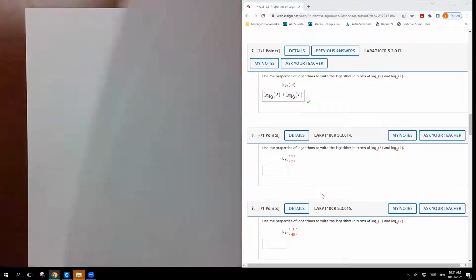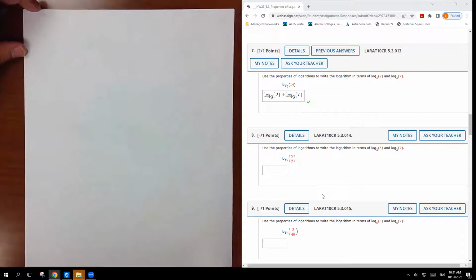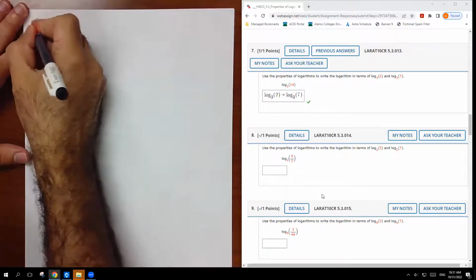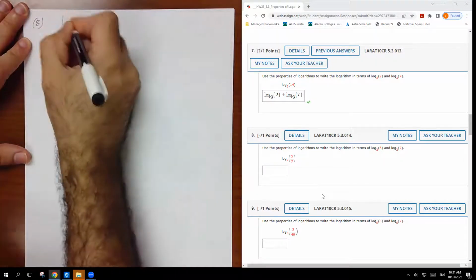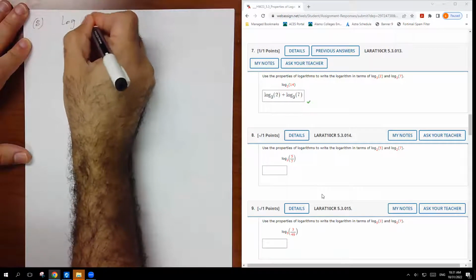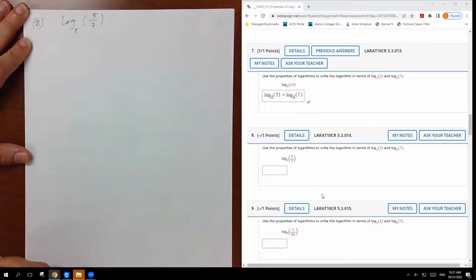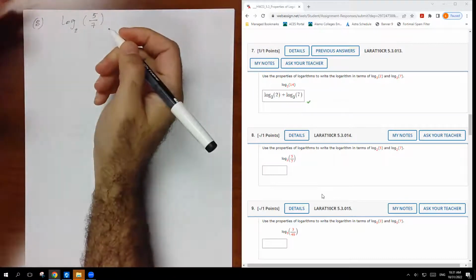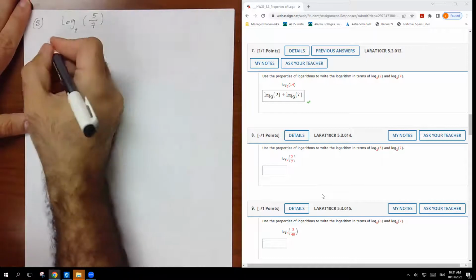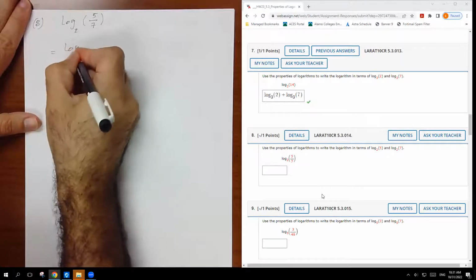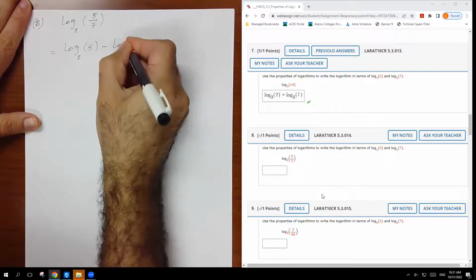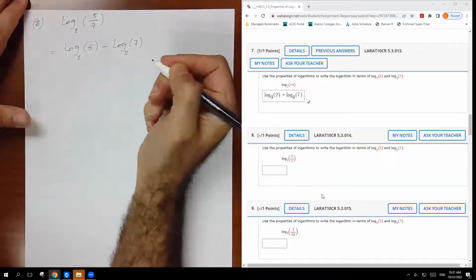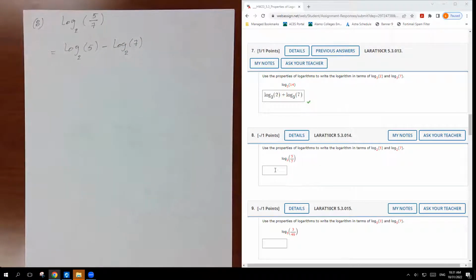For example 8, they're telling you to use the properties. So example 8, we have log to the base 2 of 5/7. So it's the quotient property. That means the division. So by using the division, it's going to be log to the base 2 of 5 minus log to the base 2 of 7. That's the solution for this one. I'm just using the second property, the division.